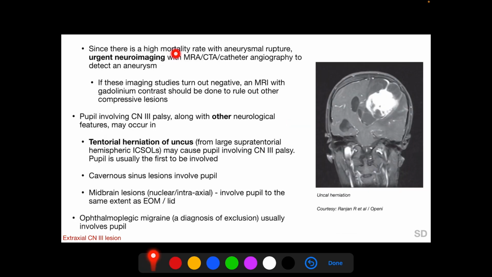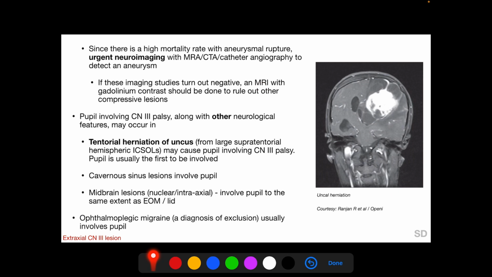Since there is a high mortality rate with rupture of an aneurysm with subsequent subarachnoid or intracerebral hemorrhage, urgent neuroimaging is indicated in a pupil-involving third cranial nerve palsy with magnetic resonance angiography, computed tomographic angiography, or catheter angiography to detect an aneurysm. However, if these imaging studies turn out negative, we have to consider other compressive lesions, and for that an MRI with gadolinium contrast needs to be done.